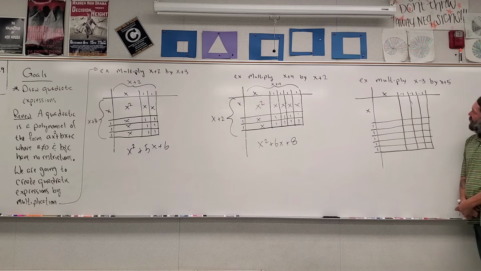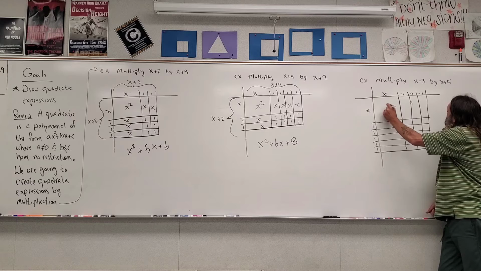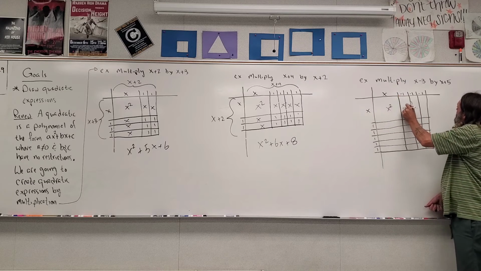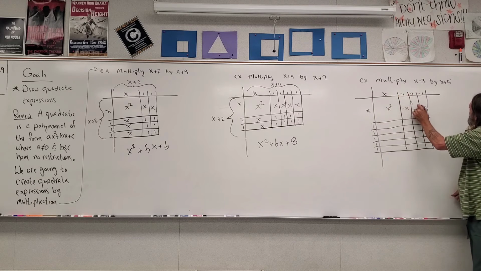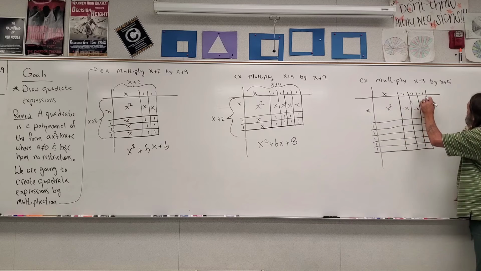All right, so let's see here. x and x gets me x squared. x and negative 1 gets me a negative x. x and negative 1 is a negative x. And x and negative 1 is a negative x.